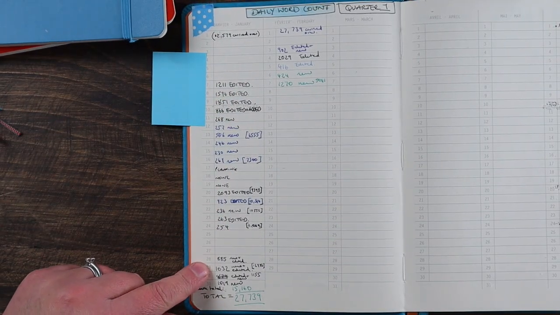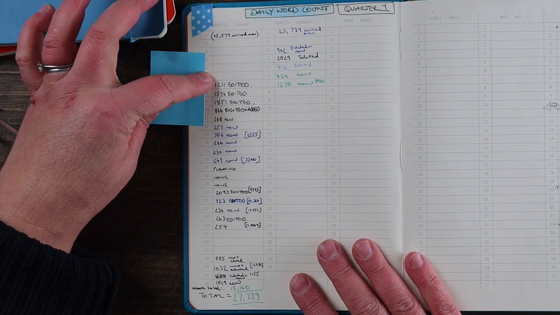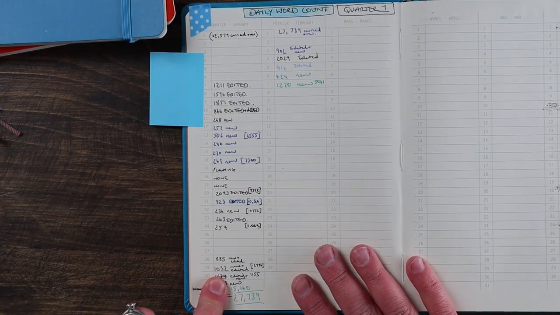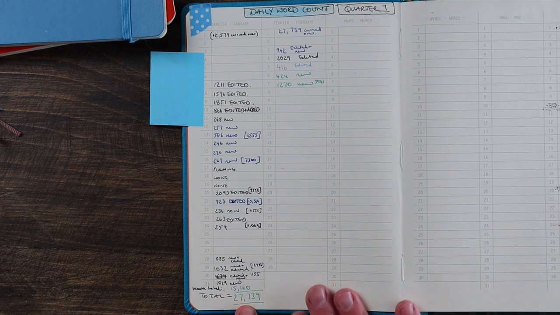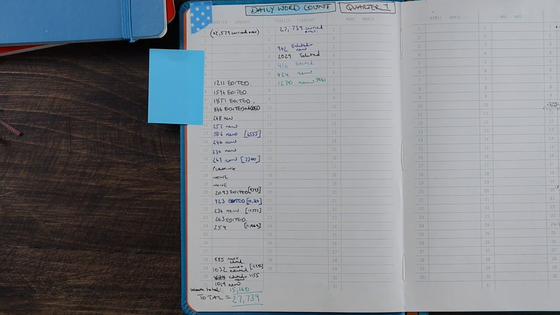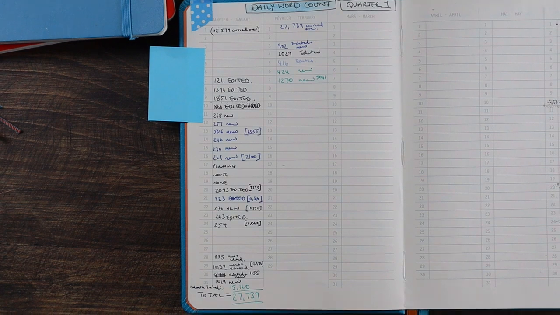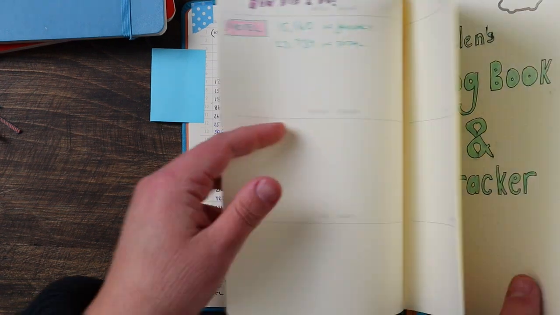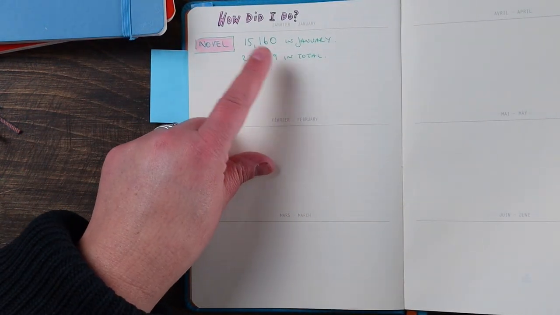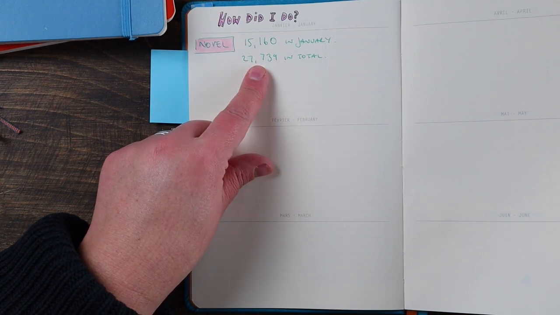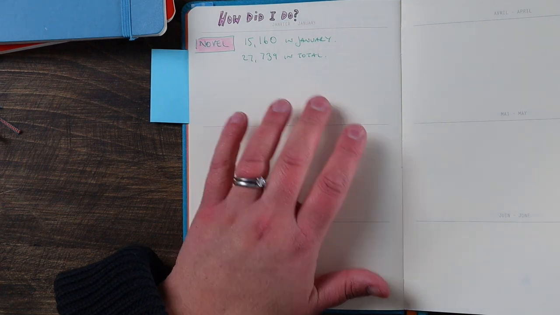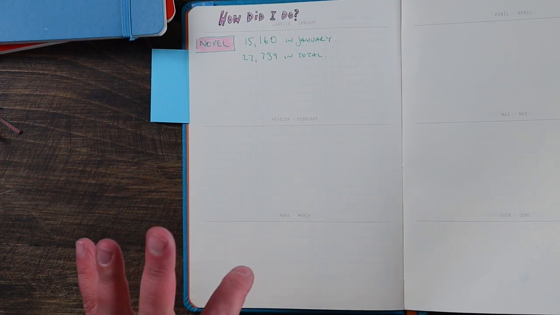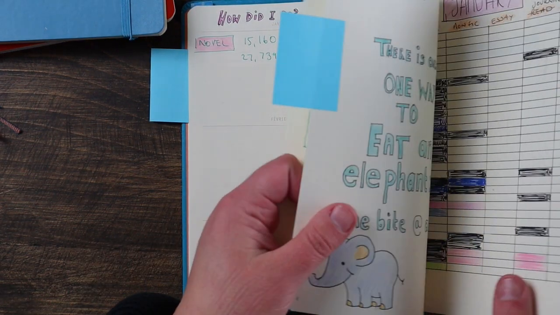This is the month of January, and as you can see, the first few days I was still in Christmas holiday mode, but on the 7th it started. Long story short, I did 15,160 words on my novel during the month of January. So I was really pleased with this 15,000 words, and I put my total there as well as the word count that I brought forward from the year before. So I've got 27,000 words by the end of January on the second draft of my novel. So I was very pleased about that.